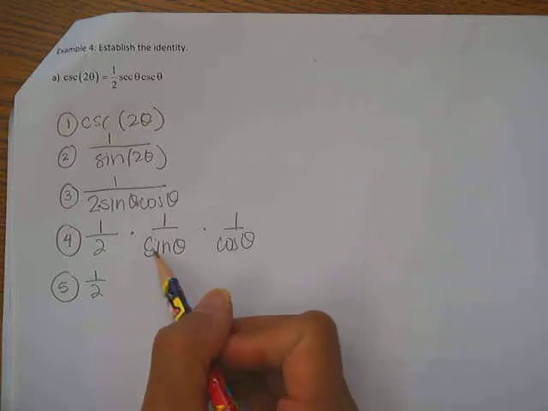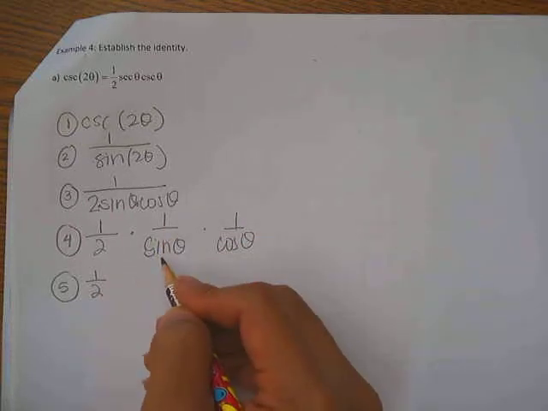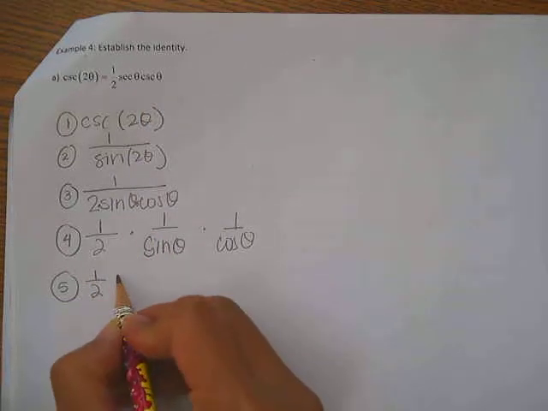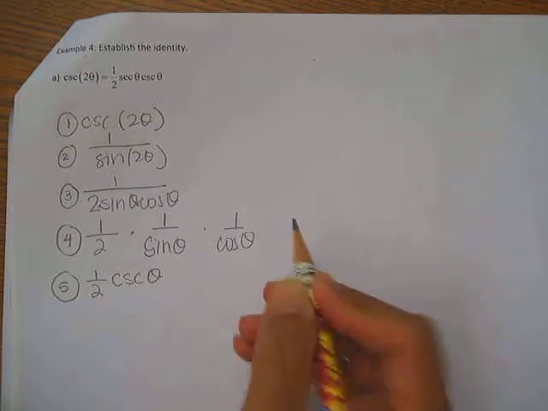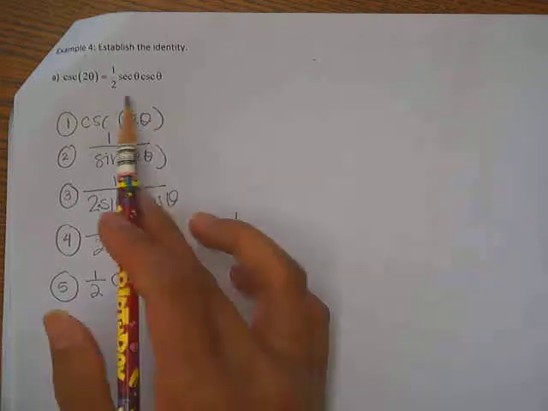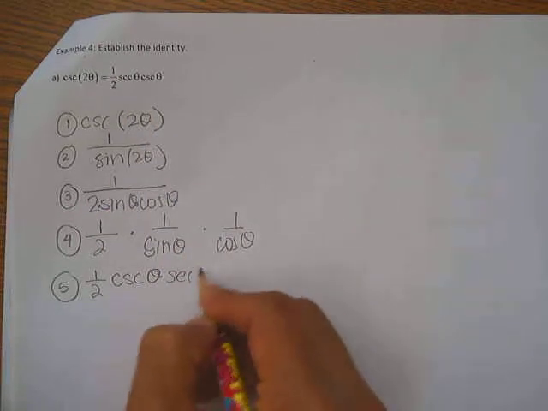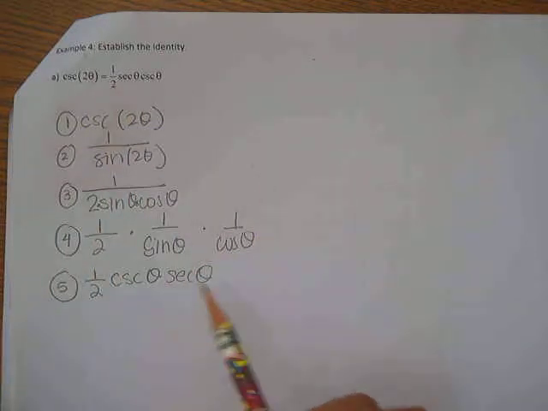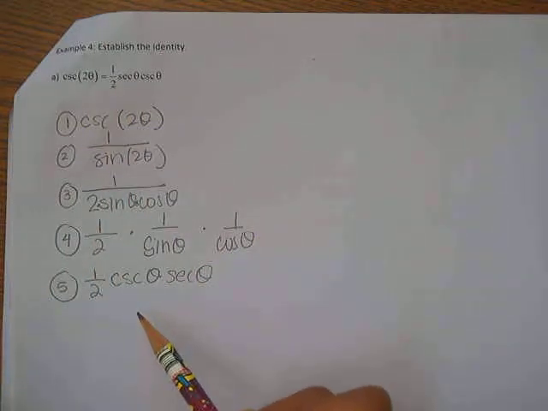But 1 over sine, I can take. 1 over sine is equivalent to cosecant of theta. 1 over cosine is equivalent to secant of theta. And these two, even though I'm writing out of order, are exactly the same thing because multiplication is commutative.